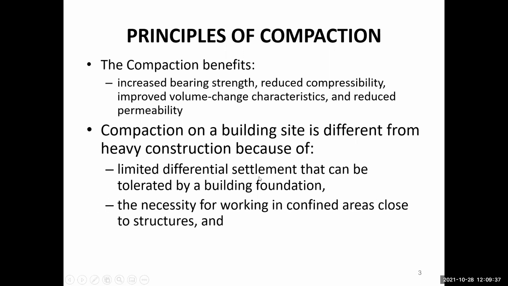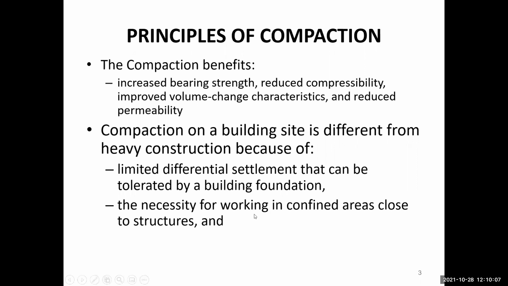The settlement is, I think you may have understood this term from your geotechnical or soil mechanics courses. In the soil mechanics course, this is a very important terminology about the settlement, and of course even the compaction and the bearing strength and the other terms. So we are using many soil mechanics or geotechnical engineering terms in this topic.